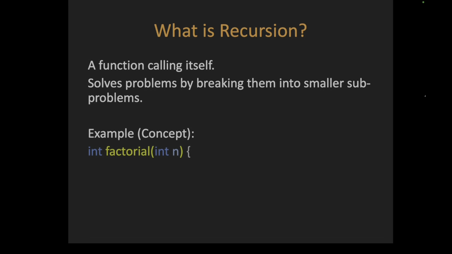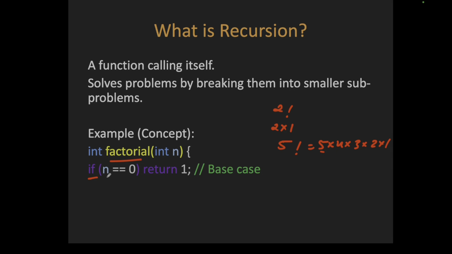For example, let us suppose this is one function, factorial. You know about factorial, that is 2 factorial, then 2 into 1, right? 5 factorial, 5 into 4 into 3 into 2 into 1. So this is the 5 factorial, right? So like this, for example, this is the function.